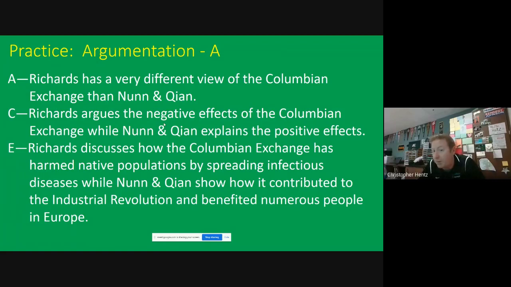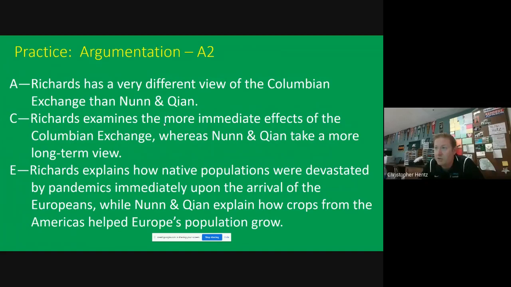Okay, there are a couple other ways you could have gone about it. Richards has a very different view of Columbian Exchange than Nan and Kian. Richards examines the more immediate effects of the Columbian Exchange, whereas Nan and Kian take a more long-term view. So in this interpretation, I went immediate versus long-term, okay? Richards explains how native populations were devastated by pandemics immediately upon the arrival of the Europeans, while Nan and Kian explain how the crops from the Americas helped Europe's population grow. I guess I would add to that over time. It led to long-term economic growth, okay?